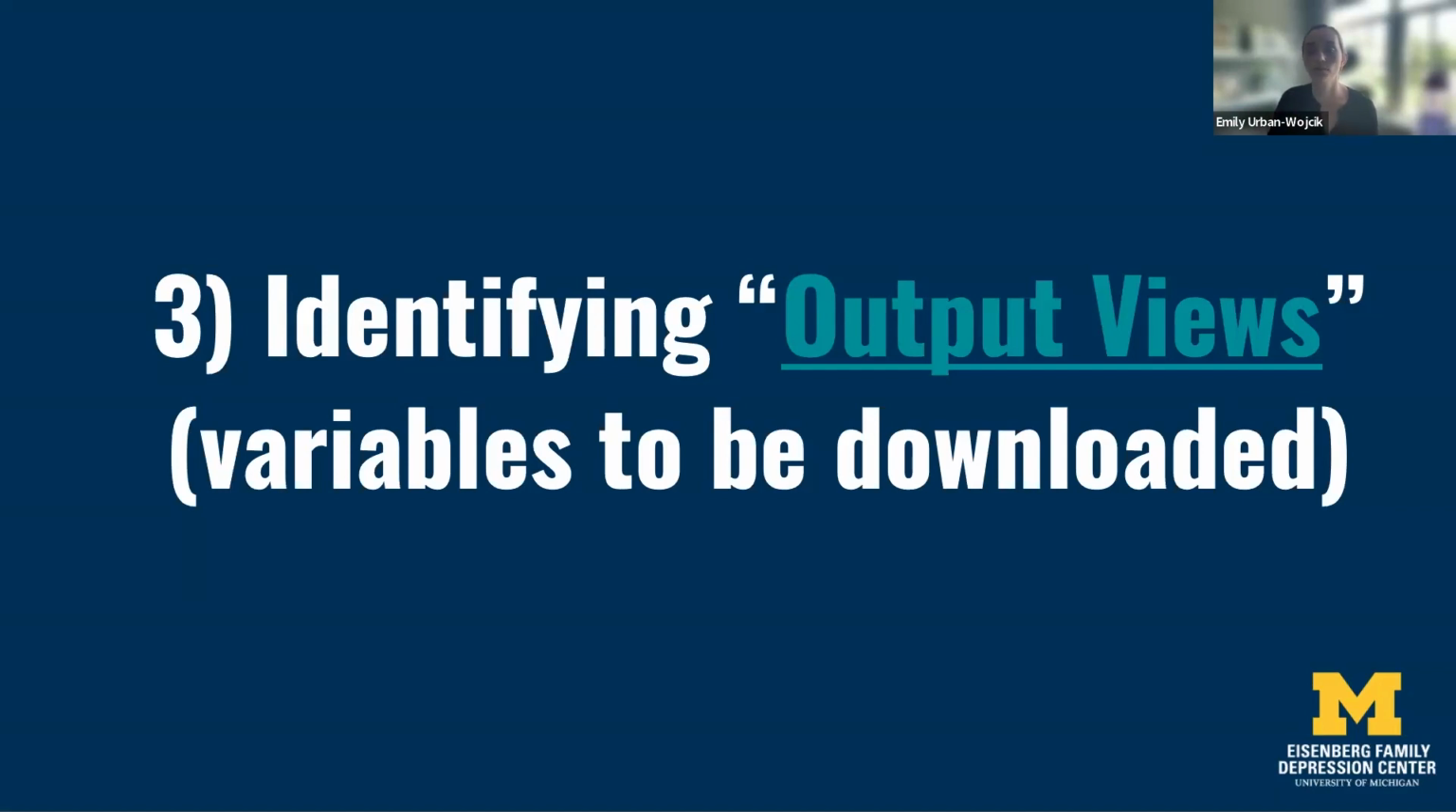So an output view is basically a collection of related variables that also includes the necessary identifiers like patient ID or encounter ID to link it with the other output views that you're interested in. So I recommend taking time, just clicking through to look at the different views that are available and also looking at the data dictionaries documentation that's available online and is hyperlinked here.